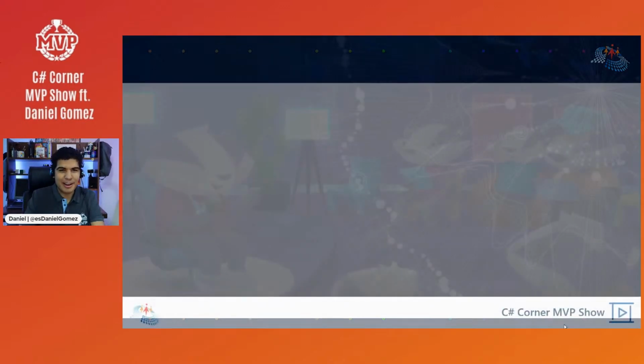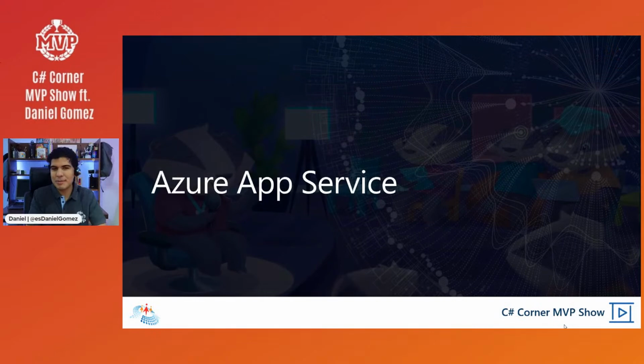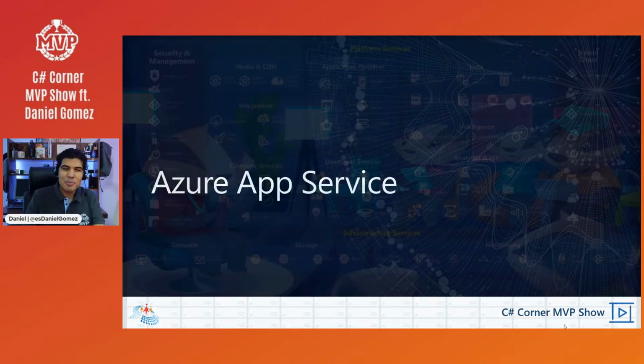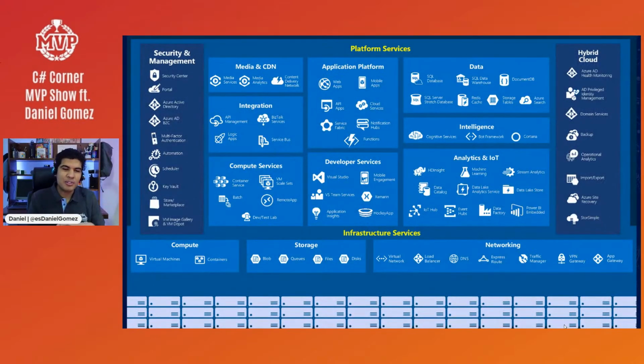So we can get started talking about Azure App Service. As we previously mentioned, we can consider on Azure two environments: infrastructure as a service and platform as a service. When we're talking about infrastructure as a service, we can talk about preparing our virtual machines, the compute, the network to deploy our web application.